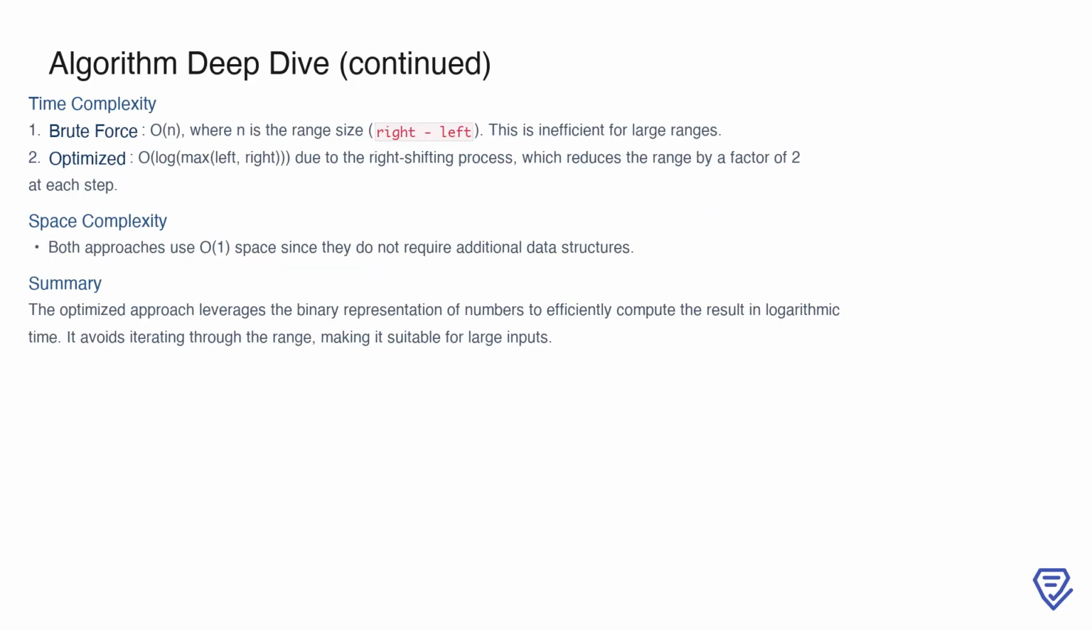Analyzing the time and space complexity, the brute force approach has a time complexity of O(n), where n is the size of the range, right minus left. This becomes impractical for large ranges. On the other hand, the optimized approach has a time complexity of O(log(max(left, right))), as the right shifting process effectively reduces the range by a factor of 2 with each step. Both approaches operate in constant space, O(1), as they only use a few variables.